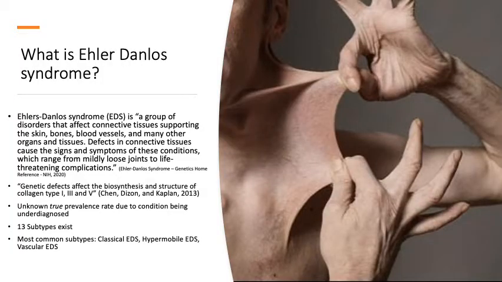Ehlers-Danlos syndrome, also known as EDS, is a group of disorders that affect the connective tissues. Connective tissues are important because they support the skin, bones, blood vessels, and other organs and tissues in the body. Defects in the genes affecting connective tissue cause the signs and symptoms of EDS. Disease can vary from mild to severe with complications. There are 13 subtypes that exist, with the most common subtypes being classical EDS, hypermobile EDS, and vascular EDS.